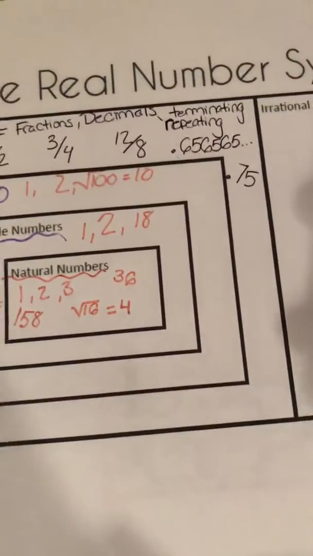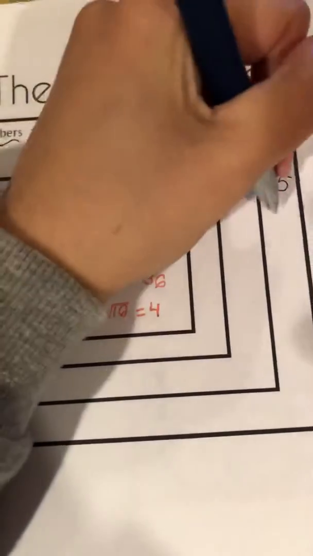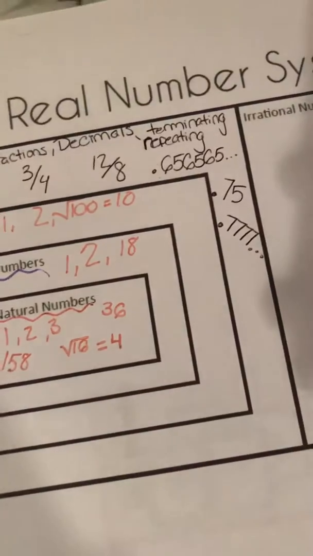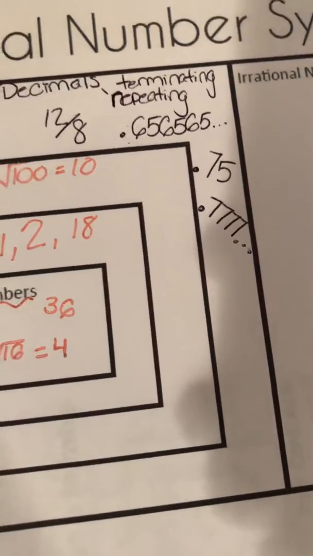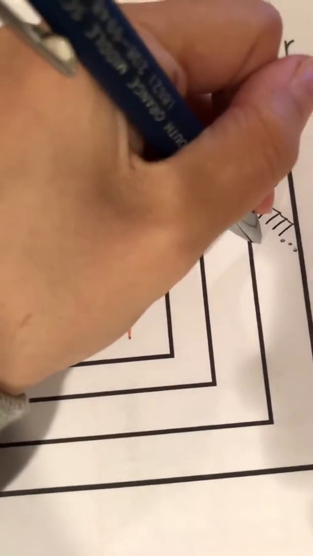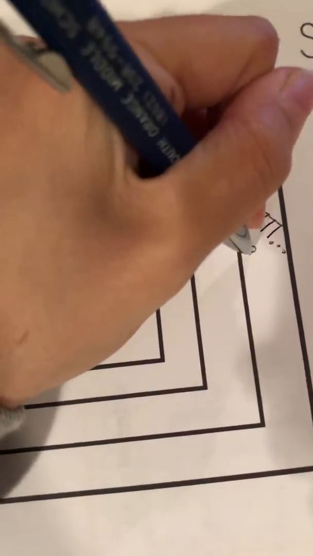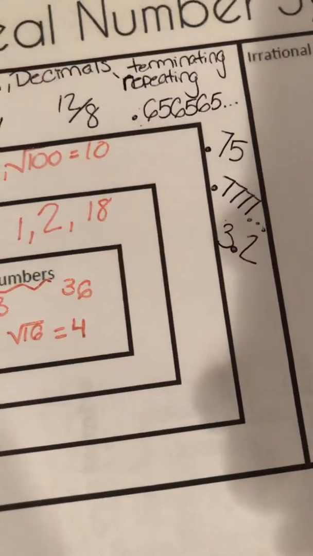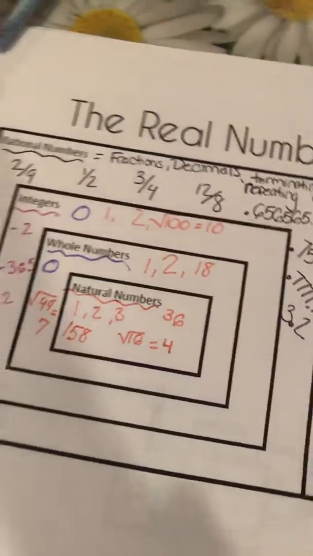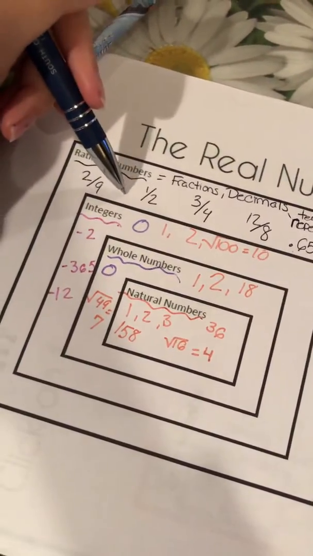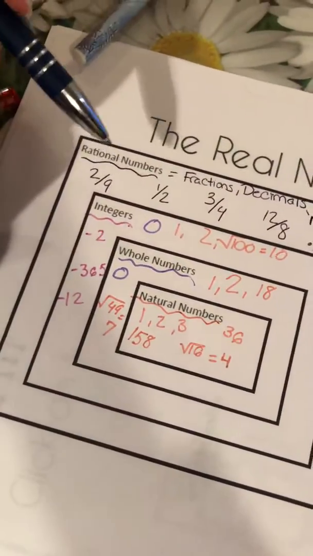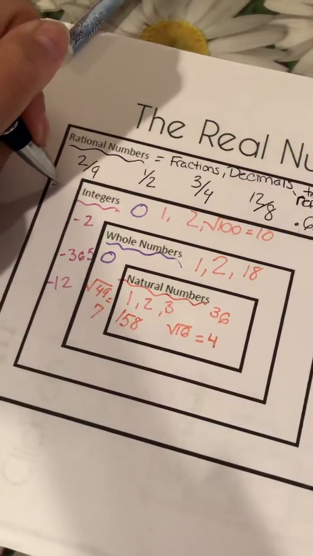So another example of a repeating decimal might be 0.7777, etc. It goes on forever. That is a repeating decimal. Another example of a terminating decimal would be 3.2. It stops after the 2. So fractions, decimals that are repeating and terminating, integers, so -3.